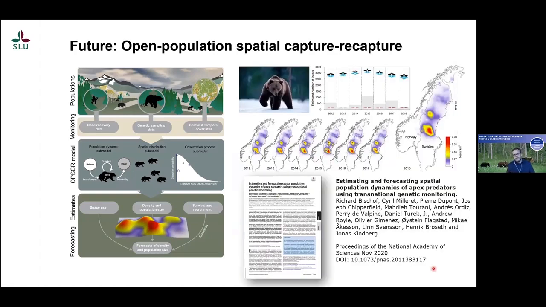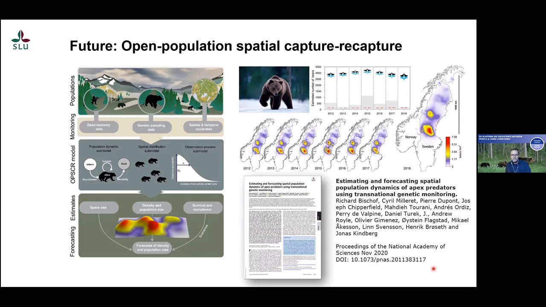For the future, we will work on open population spatial capture recapture methods. So we will combine data from the monitoring, information from the dead recoveries, all the dead animals, and we can actually make estimations over several years. And we can not only get estimation of numbers or population size, but also density.